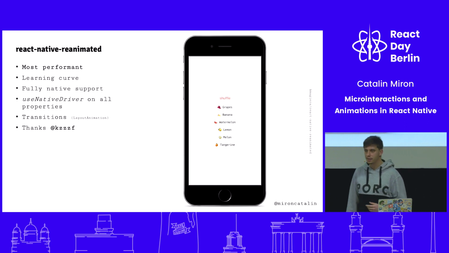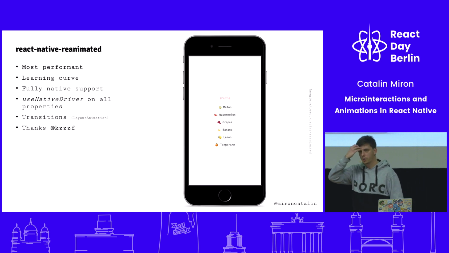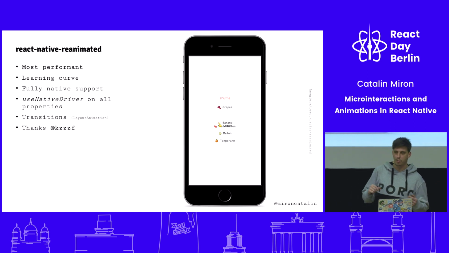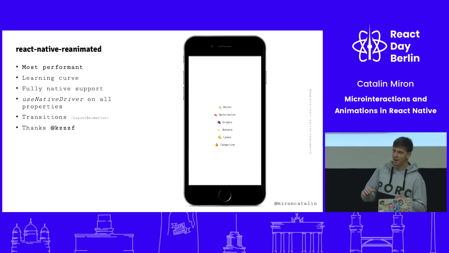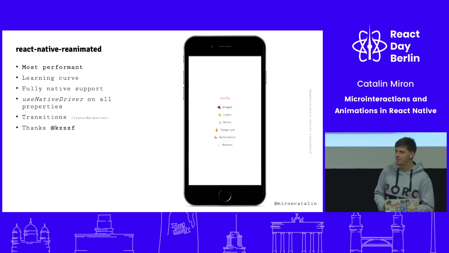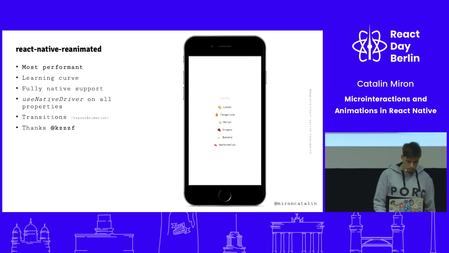The next library is React Native Reanimated. I think it's the most performant library out there by far. Everything is happening on the native thread. Yeah, it has use native driver everywhere. There is no way for you to lose any frames, and it's also great for low-grade devices.